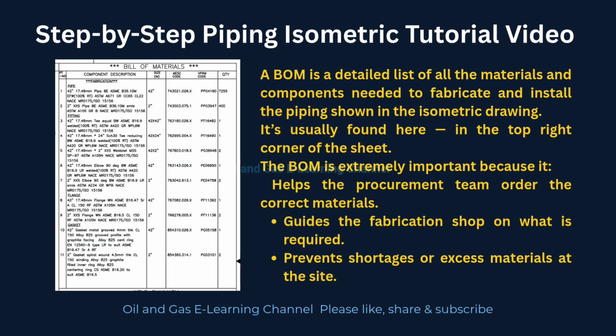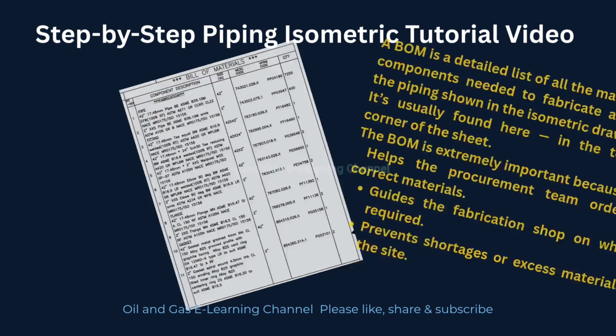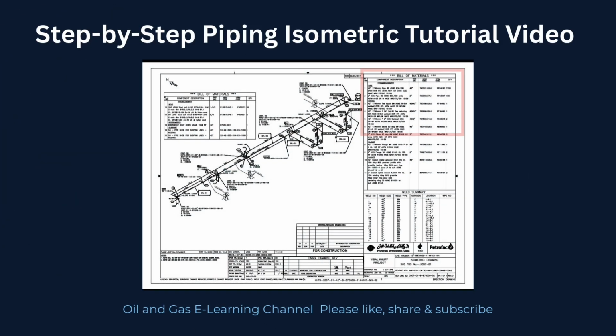Section 3. What is a bill of material and how do you read it on an isometric drawing? Now let's learn about the bill of materials, also known as the BOM. A bill of material is a detailed list of all the materials and components needed to fabricate and install the piping shown in the isometric drawing. It's usually found here, in the top right corner of the drawing.